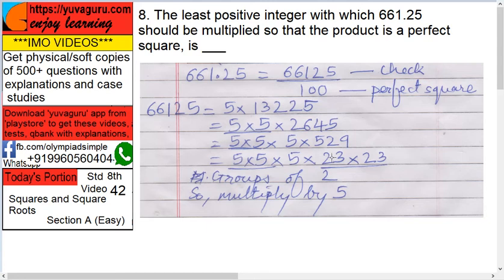Now in this full factorization, you need to check the groups of 2. 23 23, 5 5, only one 5 remains. If you have one more 5 then it's a perfect square, right? So multiply by 5. Do it by this method, or you can try with the division method also, and the remainder will be 5 in that case.